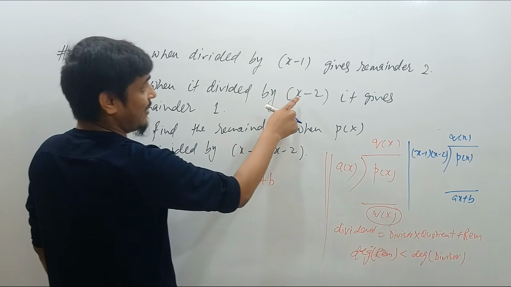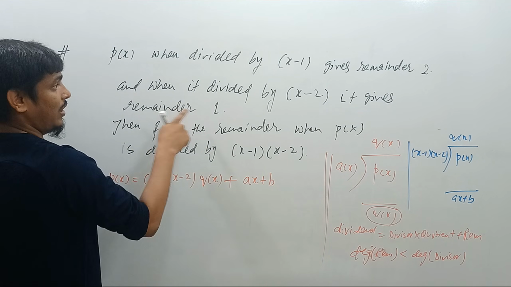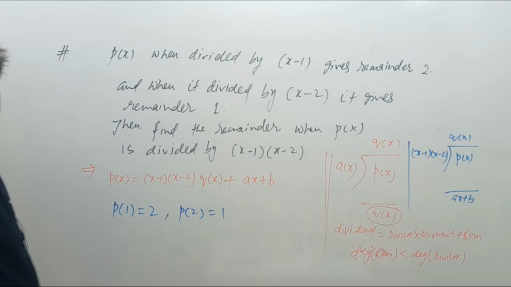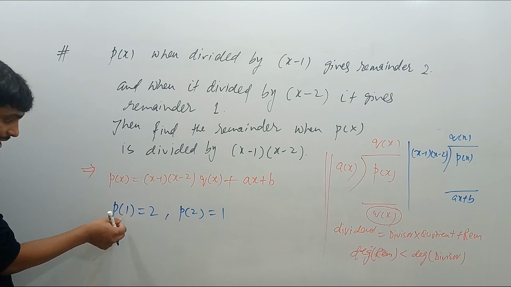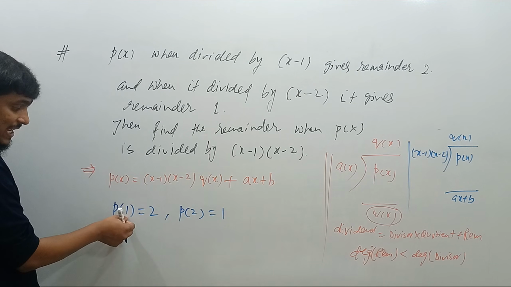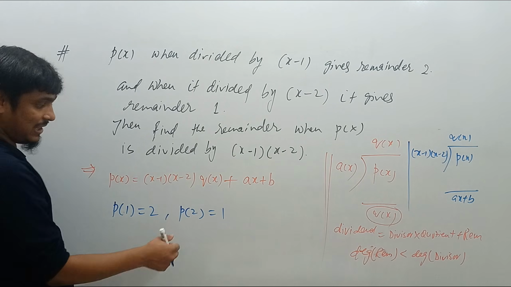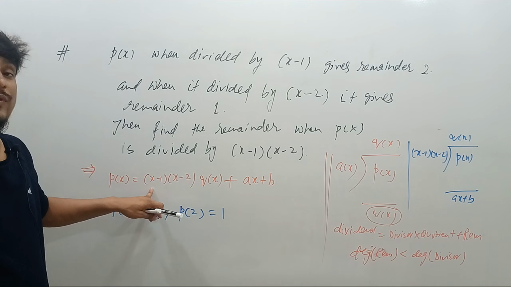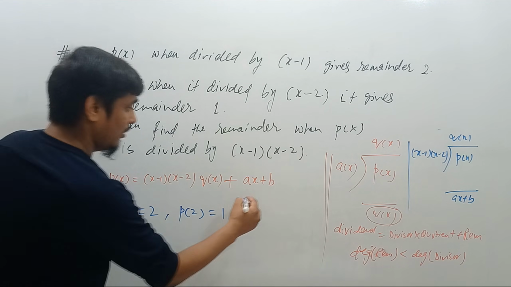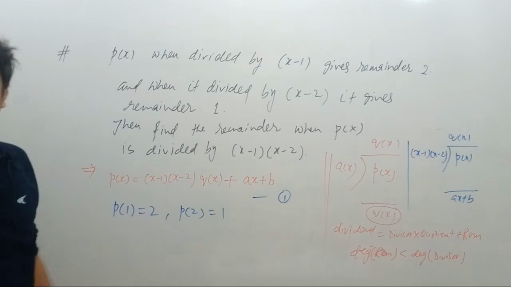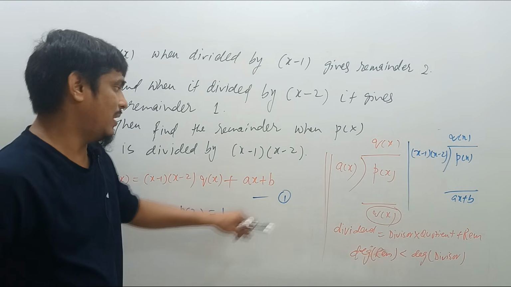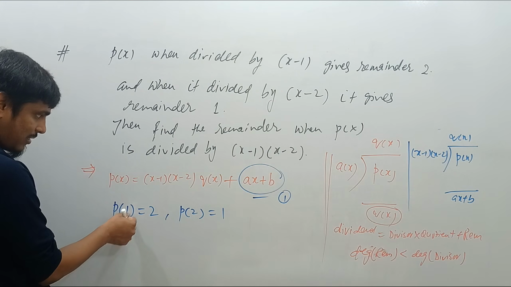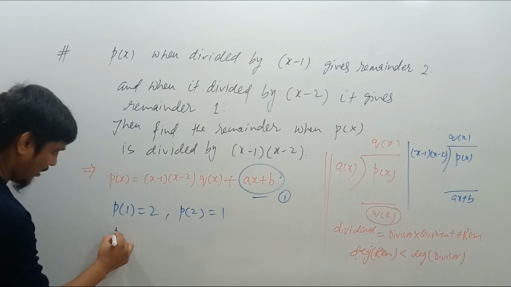With the second one, when we are dividing by x minus 2, the remainder is 1, so we can write p(2) is equal to 1. It means at x is equal to 1 the value is 2, and at x is equal to 2 it is 1. Now substitute x equals 1 and x equals 2 in this equation number 1, and find the values of a and b. Once we find a and b, that is the remainder.